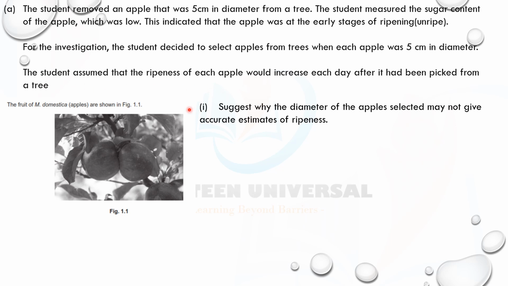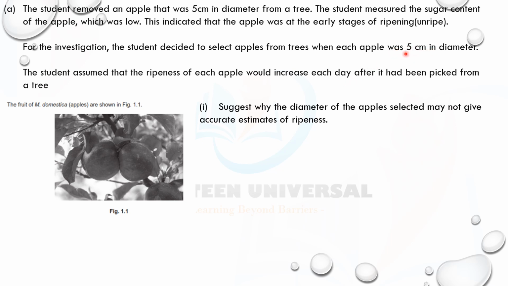So can you see which one the student is changing here? The student assumed that the ripeness of each apple would increase each day. So time actually is affecting ripeness. Okay, so you want to say that this will affect it, 5 cm in diameter.